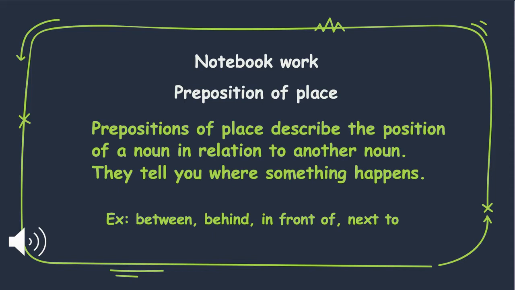Prepositions of place describe the position of a noun in relation to another noun. They tell you where something happens. Students, if you want to know the position of preposition of place, you have to ask a question with where. Okay? And the examples of a few common prepositions of place are between, behind, in front of, and next to. Okay? Now, write down the definition quickly in your notebook.